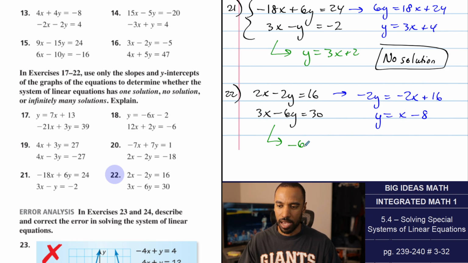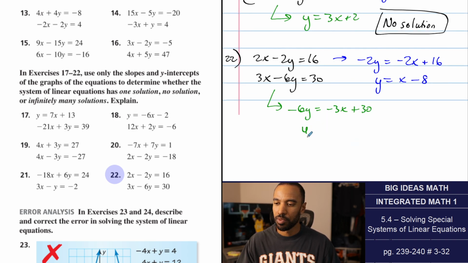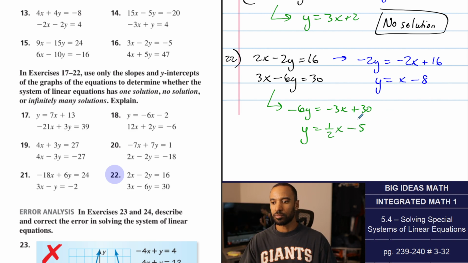I'm subtracting 3x from both sides now. I'll state what I'm doing. I just stated right there. Subtract 3x from both sides. Divide everything here by negative 6. Negative 3 over negative 6 is positive 1 over 2 when reduced, so 1/2 x. And 30 divided by negative 6 is negative 5.